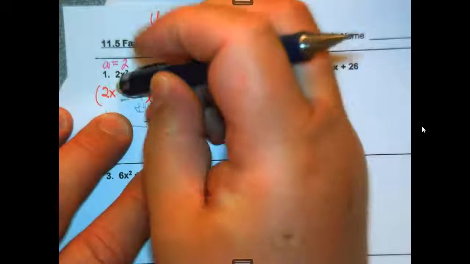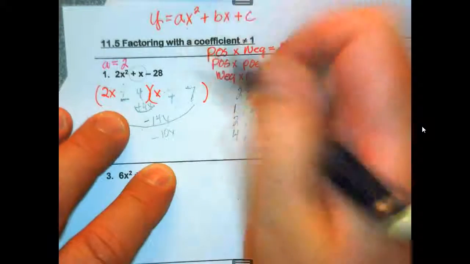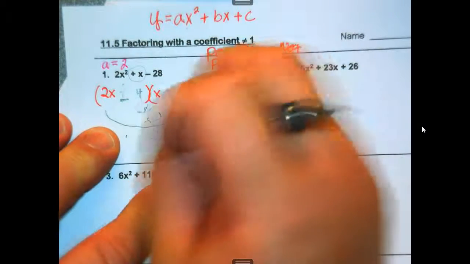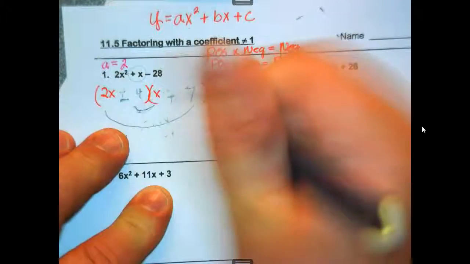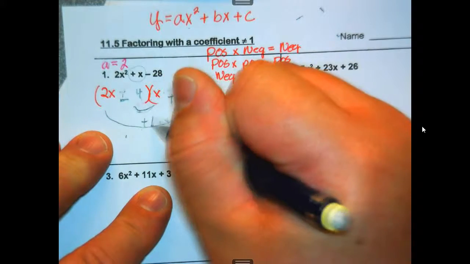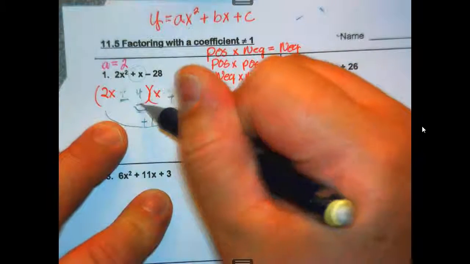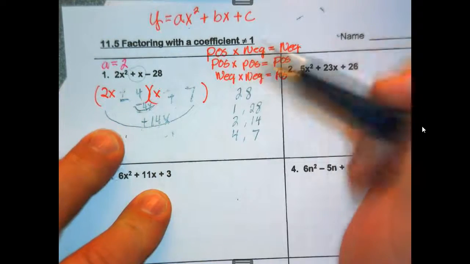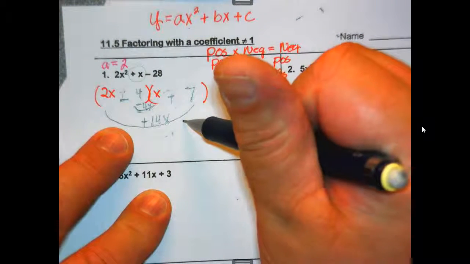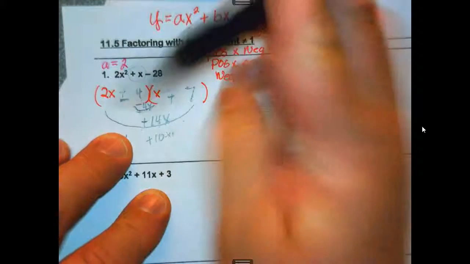Okay, so we tried the positive, negative. Let's try the negative, positive. And this is the way you guys are going to have to do it. It's a guess and check method. Okay, 7 times 2x, positive 7 is a positive 14x. Negative 4 times x is negative 4x. And that gives us positive 10x. So we know it's not 4 and 7.